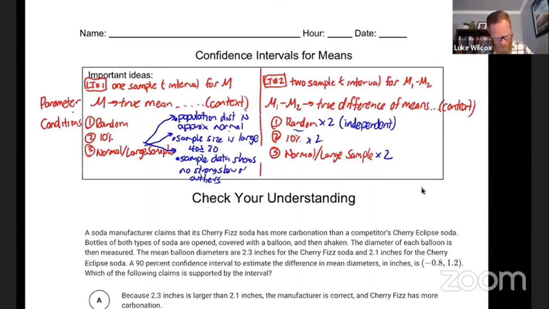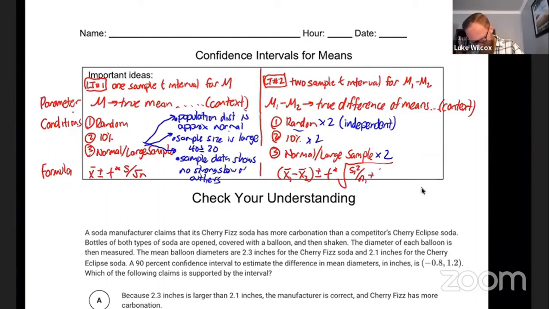Okay, the final thing that I'd like to record here is the specific formula for the confidence interval. For 1 sample, you got X bar plus or minus T star times S over the square root of N. For the 2 sample, we have X1 bar minus X2 bar plus or minus T star times this big formula for standard error, which is S1 squared over N1 plus S2 squared over N2, and then square root that whole thing.